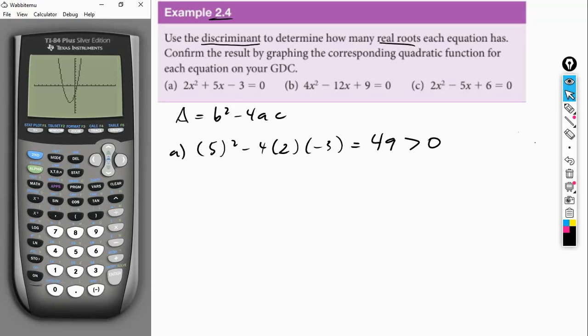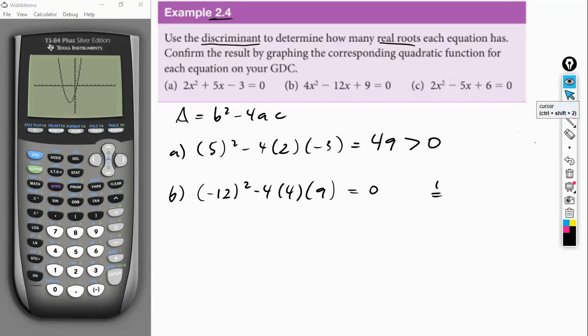Okay, so now let's do B. So for B, the discriminant would be minus 12 squared minus 4 times 4 times 9. And if you do the math, this is equal to 0. Now this means that there's only one solution, one real solution. And we're going to verify this with the GDC.